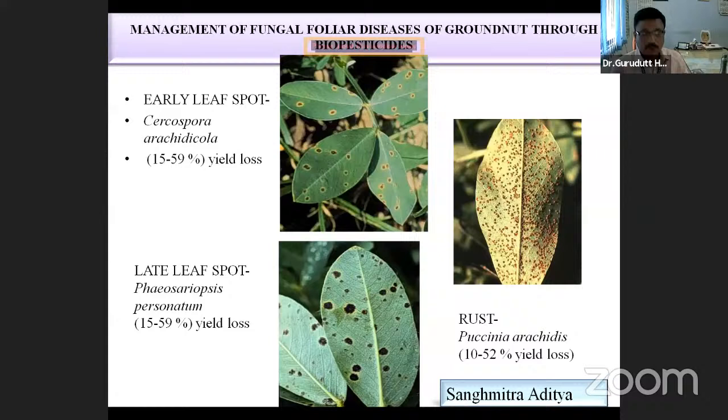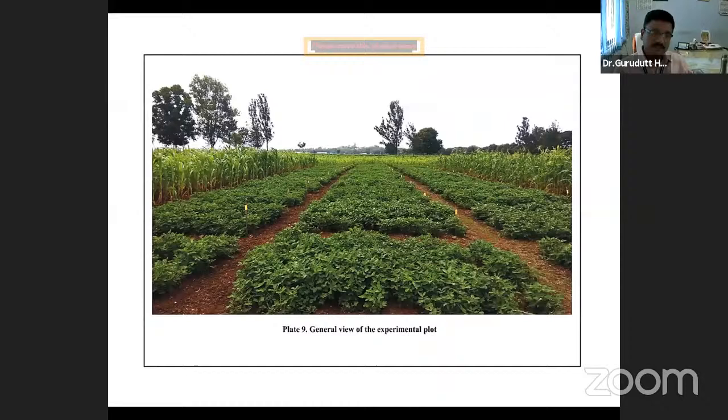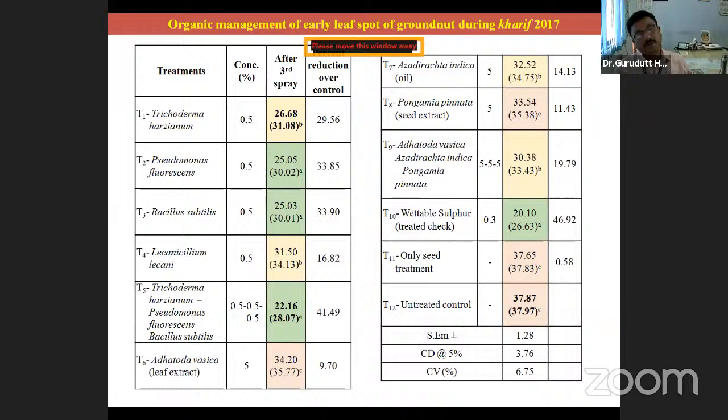So now let us have some case studies. This is our own university, where our own students have done this work, especially on groundnut, which is a major important oilseed and pulse crop. I think in Arunachal also this crop is being grown, and it is affected by many diseases, especially fungal diseases like early leaf spot, late leaf spot and rust. All these major diseases have been managed very successfully by the use of Trichoderma, Pseudomonas, Bacillus, and in combination Trichoderma, Pseudomonas, Bacillus. You can see the highlighted ones, the green color and the light brown color, and compare them to T12, which is the untreated control.